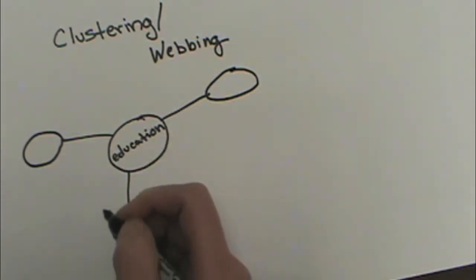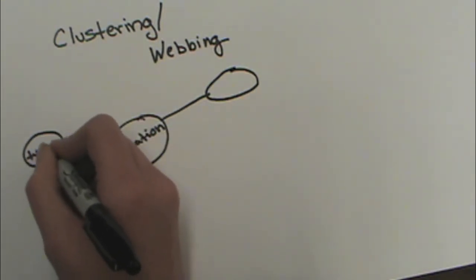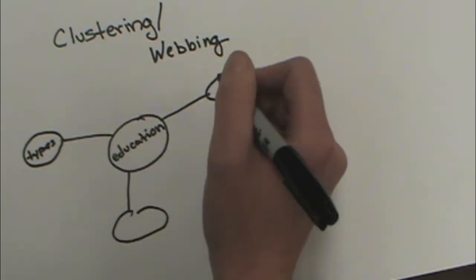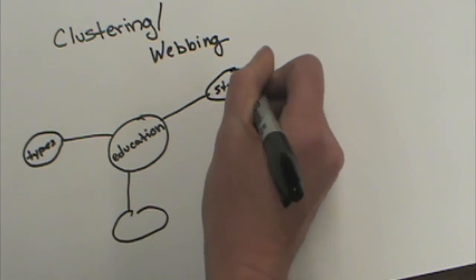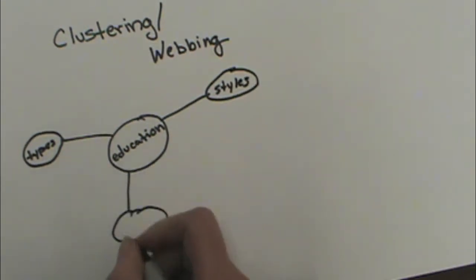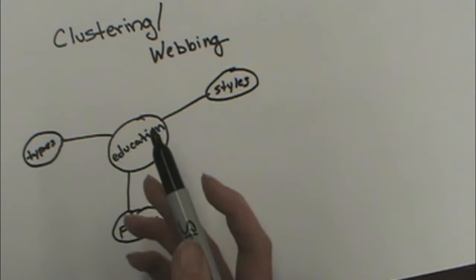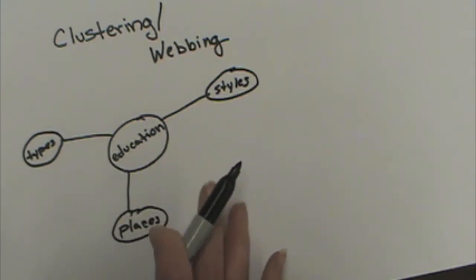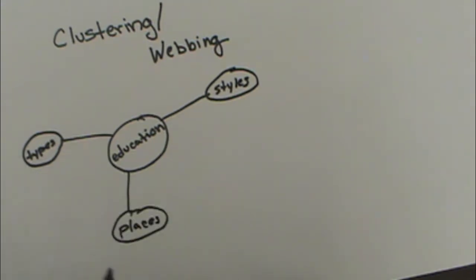For example, I might say, okay, I'm going to write about the different types of education. I could write about the different styles of education. I could even write about education in different places. Now notice here, I don't have any sentences yet. Just like with brainstorming and listing, we're just thinking in terms of ideas. We're not thinking in terms of sentences or grammar.